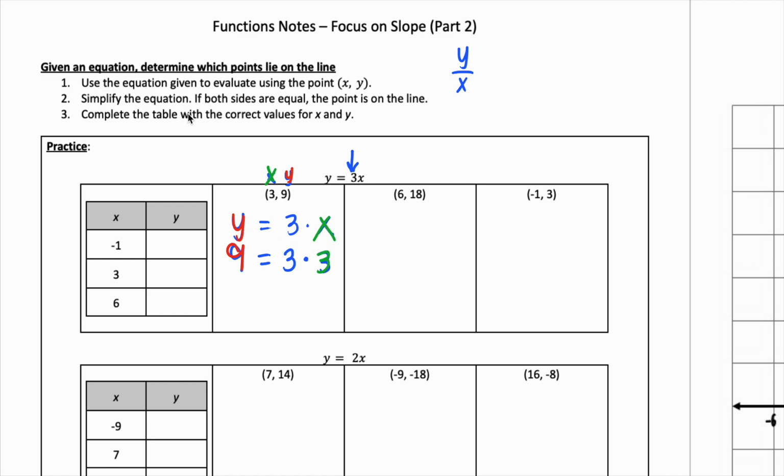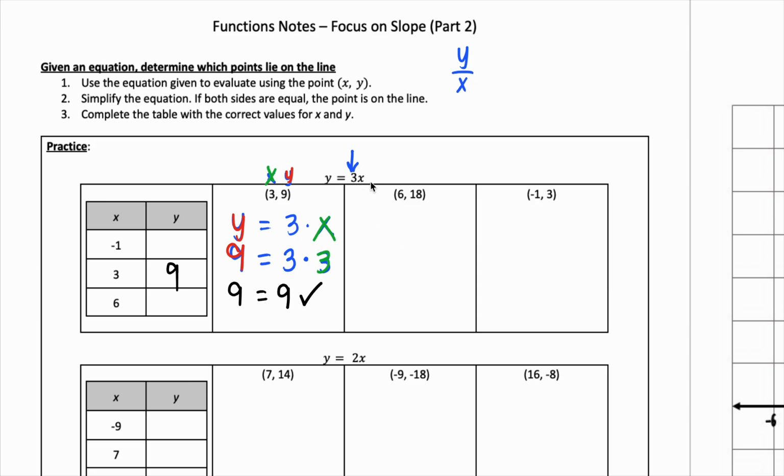Now I'm going to actually simplify this. So I just have 9 on this side of the equal sign. And if I look at this, 3 times 3 is 9, right? So I got the right value that I was expecting. It's equal. So that means that if I have an x of 3, my y value should be 9. Okay, so we'll repeat that process with the other two.